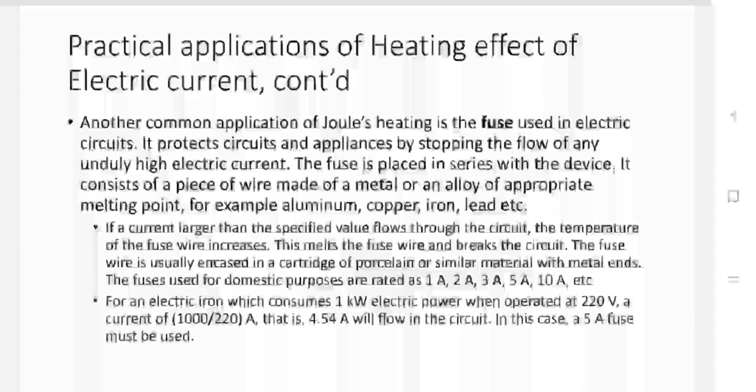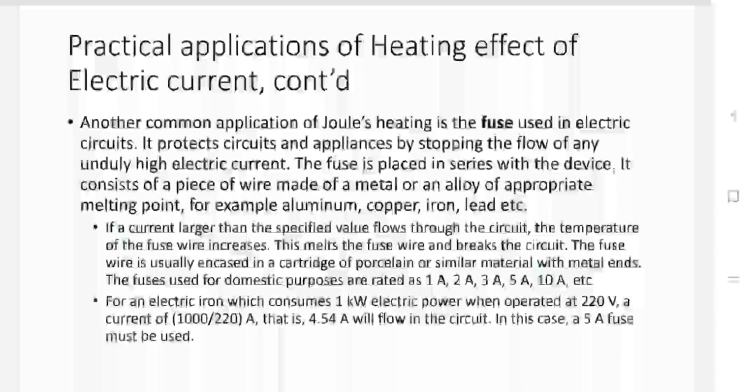The fuse wire is usually encased in a cartridge of porcelain or similar material with metal ends. The fuses used for domestic purposes are rated as 1 ampere, 2 ampere, 3 ampere, 5 ampere or 10 ampere. Likewise, their ratings are there. For example, an electric iron which consumes 1 kilowatt electric power when operated through 220 volt.